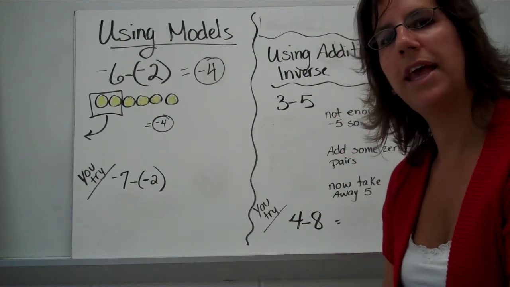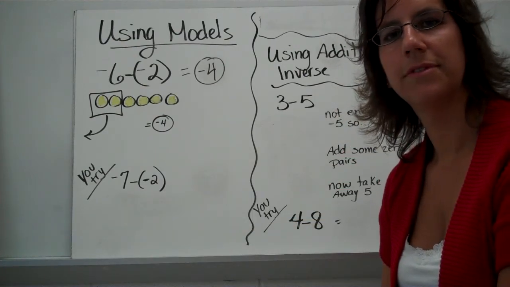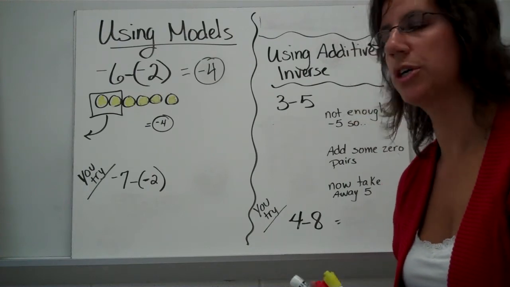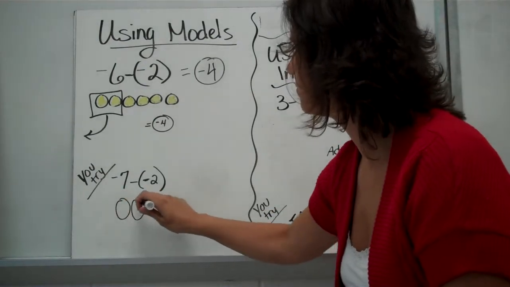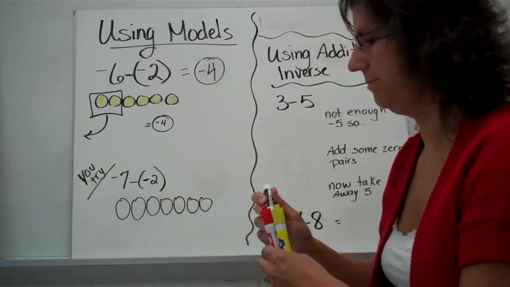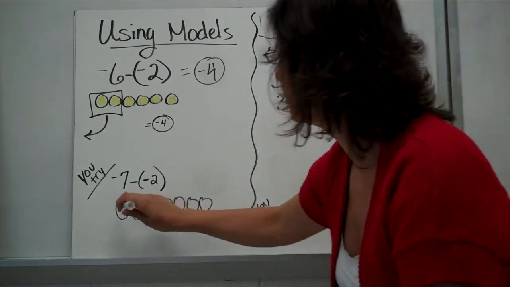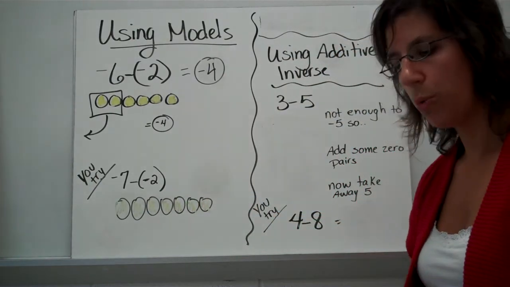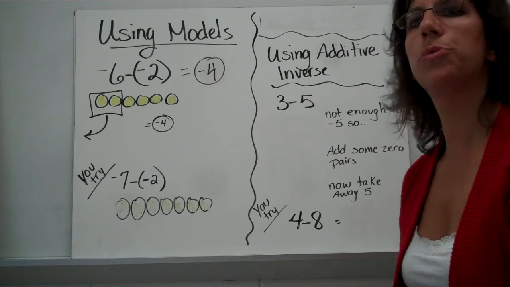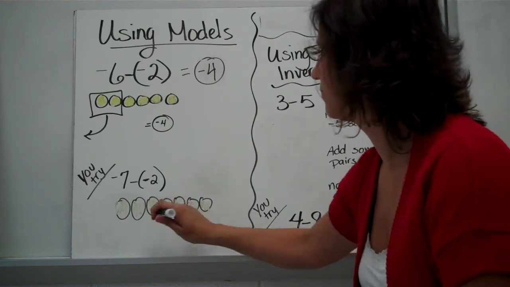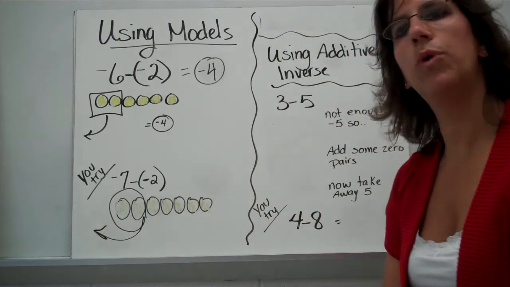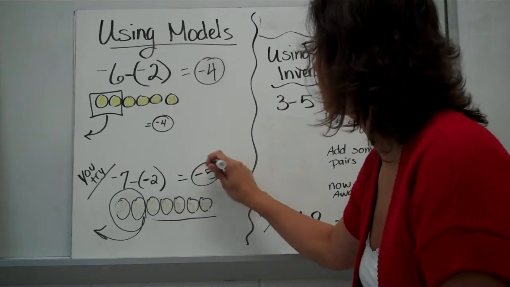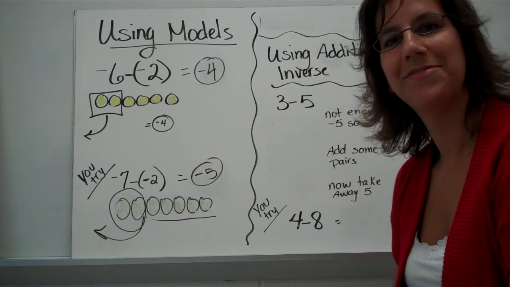Go ahead and try this example. Remember, you start by modeling the -7. All right, did you finish? Do you know what the answer is? Let's draw the picture. We've got -7. Remember our negatives are yellow, so color those real fast here. All right, -7. Now, we're going to take away a -2. So we're going to take 2 yellow chips away. And what are you left with? A -5. So the answer to this is -5. Make sense? All right, great.